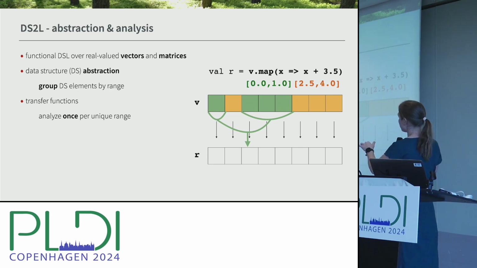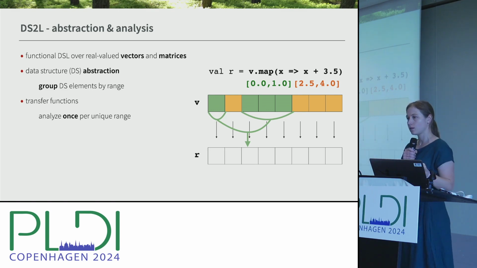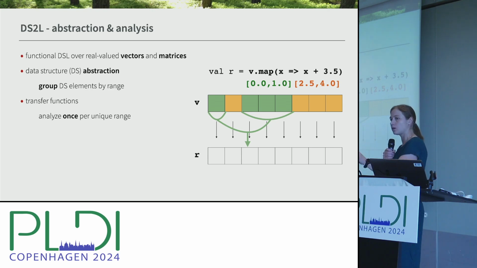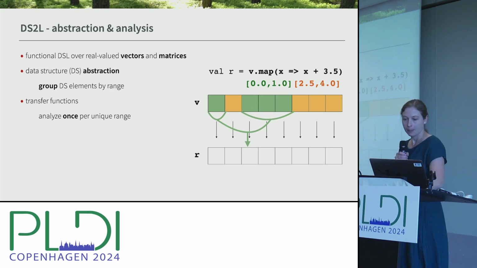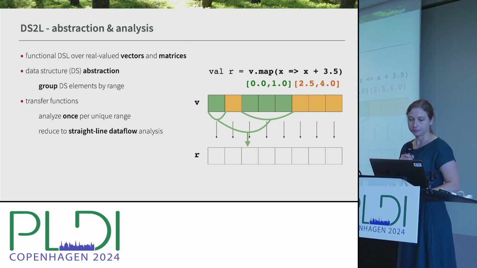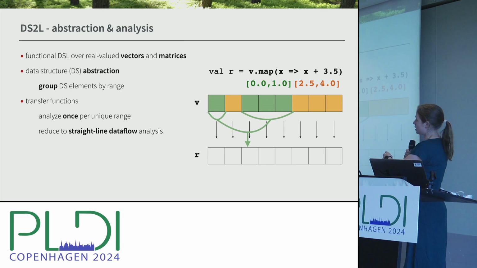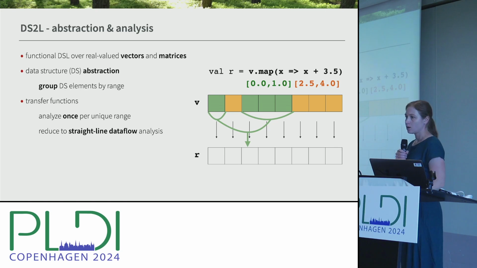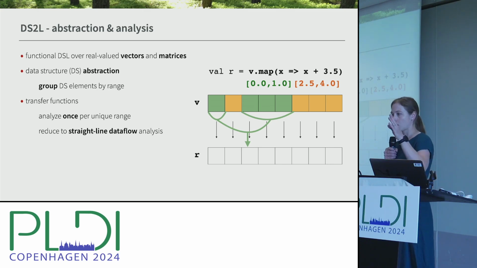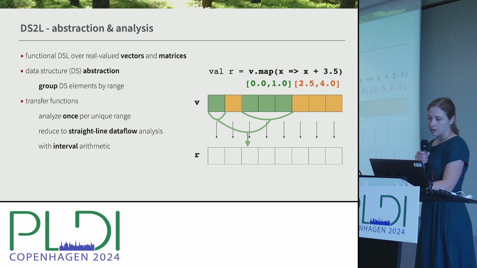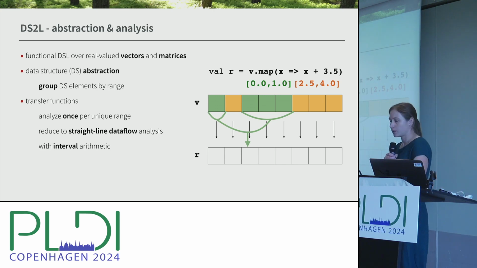So our abstraction will group these data structure elements by their range and then do the error analysis only once for each of these ranges. These ranges don't need to be consecutive, so we just look at the indices in there. And then the actual error computation is reduced to a straight line data flow analysis. So we reuse the existing approach, the second one from that overview slide. But the point is that we use the semantic information from the input DSL to figure out how often we really need to do this error analysis and only do it once. And then the data flow analysis we just do with simple interval arithmetic.